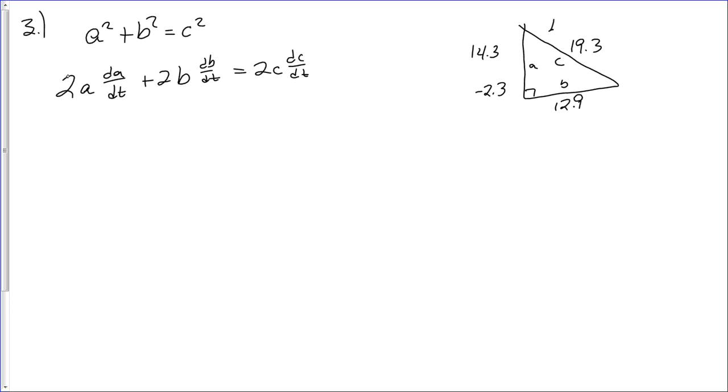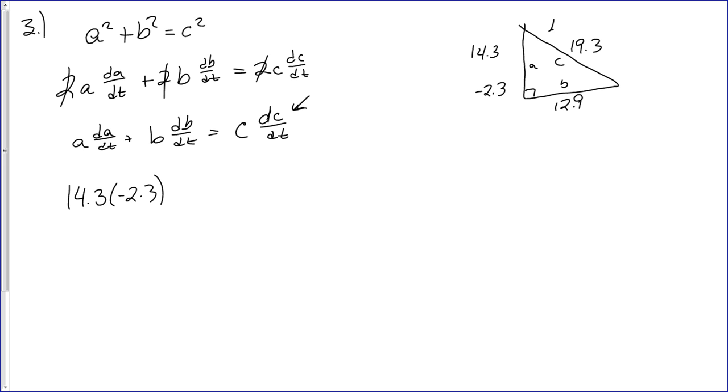Now you can divide all of this by 2 to get rid of the 2's. So we have a dA/dt plus b dB/dt equals c dC/dt. Now what we're actually looking for is this, the dC/dt. That is what we're actually looking for. We're given dA/dt and dB/dt as well as a, b, and c. Well, we weren't given c, but we found it. Okay? So now, a is 14.3. dA/dt is the negative 2.3 plus b is 12.9.